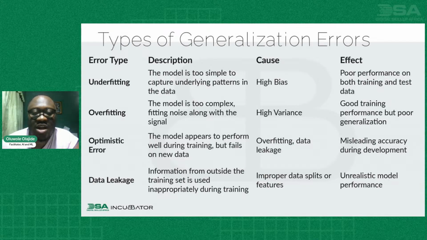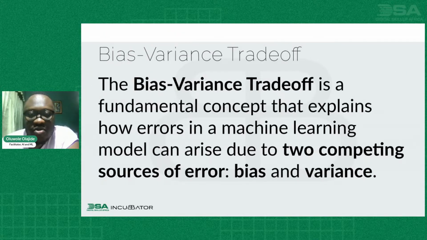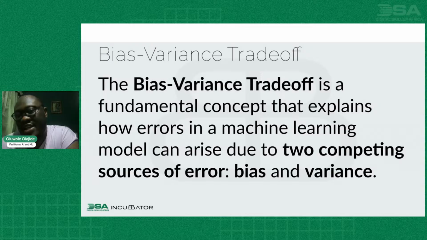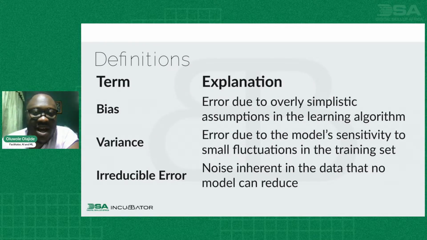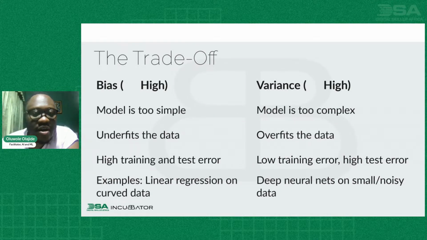Please go back. We spoke about your bias-variance trade-off. Now I told us what happens when there's bias, what happens when there's variance. So when there's bias, it is what? Error due to very, very simple assumptions in your algorithm. Then variance is error due to model sensitivity to small fluctuations in what? Your training set. Then you have your irreducible error, which is noise in the data that no model can reduce.